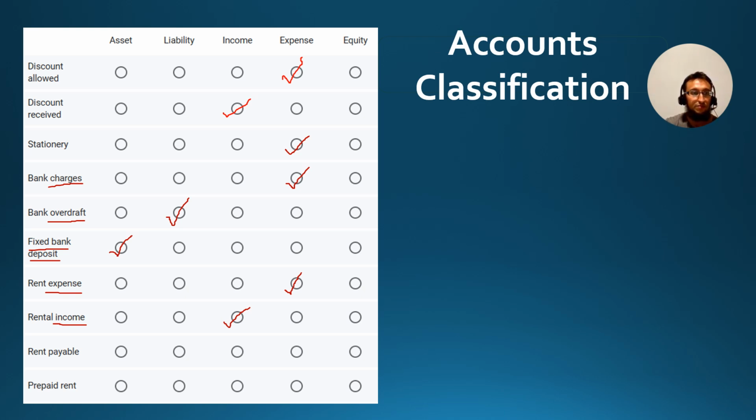Rent payable. As we have learned previously, the word payable means the business will pay someone in future. So it's an obligation of the business to another party and it's a liability. This is an owing by the business to other parties because they have used up this service called rent.